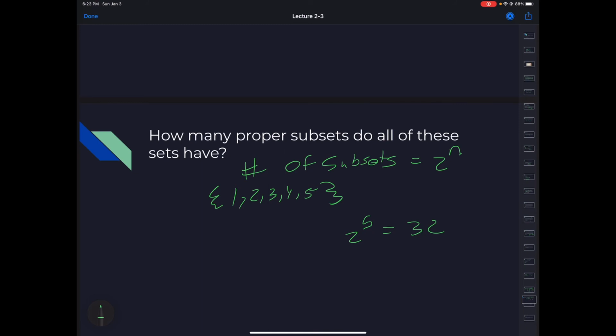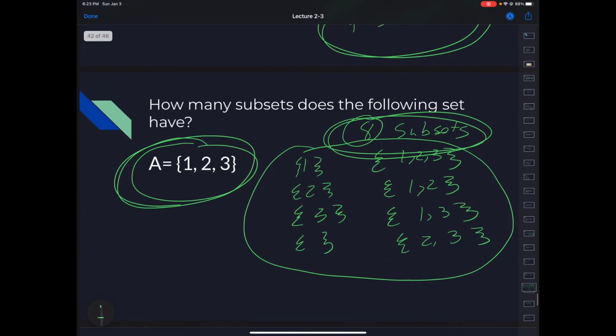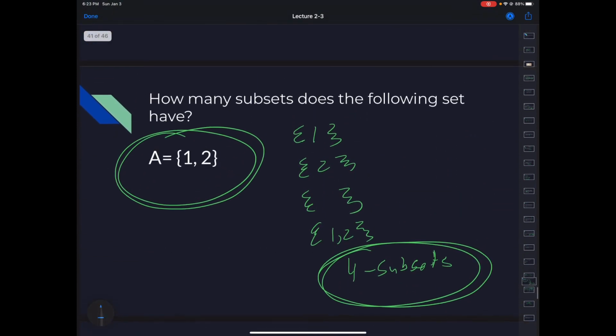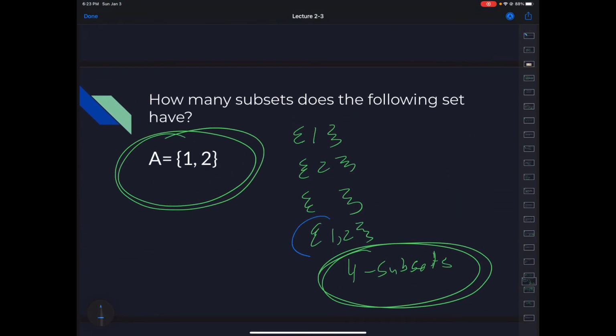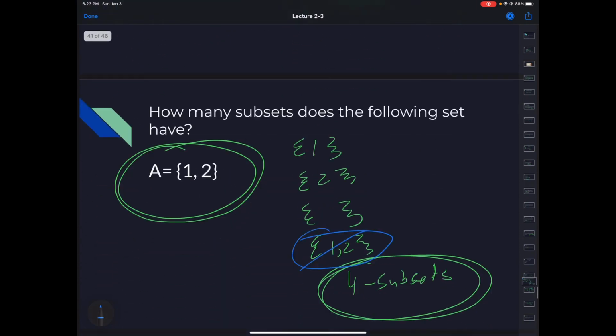So how many proper subsets do these all have? Well, remember, a proper subset is any subset that is not the whole set itself. So like in this case, we have 8 subsets, but how many proper subsets do we have? Well, we have all 8 minus this one. So we have 7. In this case, we have all 4 minus this one. So we have 3. In this case, we have both of them minus this one. So we only have 1.